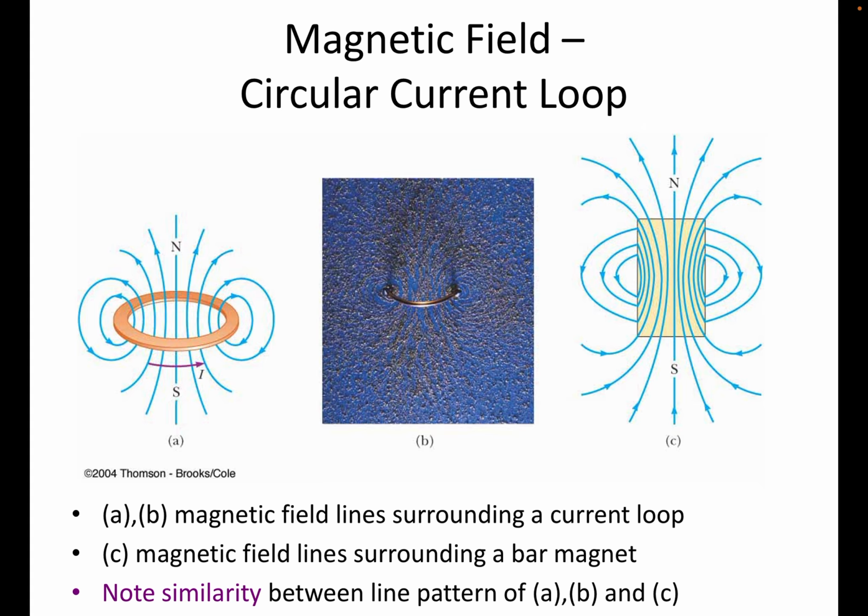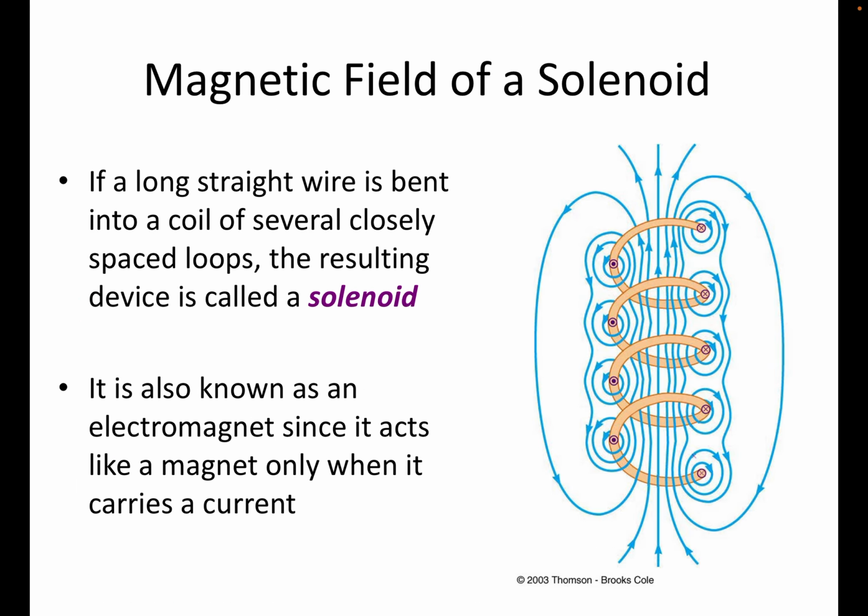If you look at the pattern of magnetic field lines for a current loop, you will see that it is remarkably similar to the field of bar magnets. A current loop creates a magnetic dipole field. To create a stronger field, and maybe more importantly, to create a uniform magnetic field, we can wind a wire into a long coil called a solenoid. A solenoid acts as an electromagnet because it only behaves like a magnet when there is a current flowing through it.